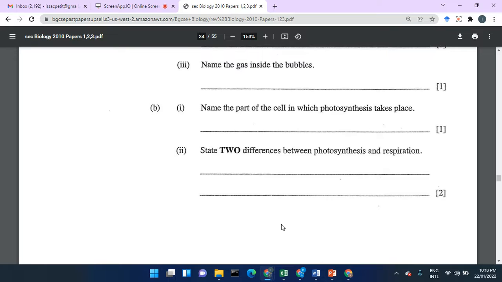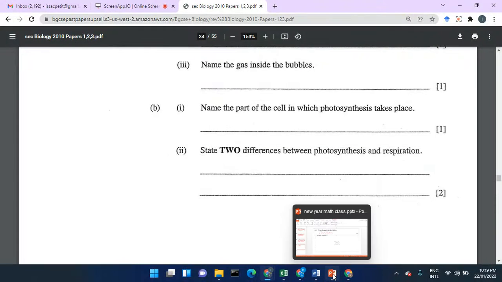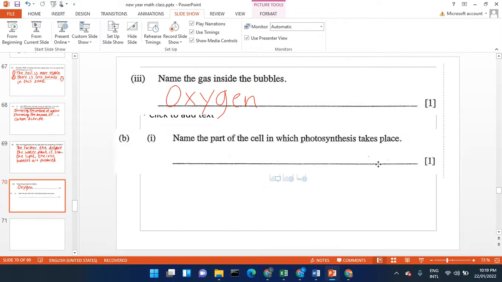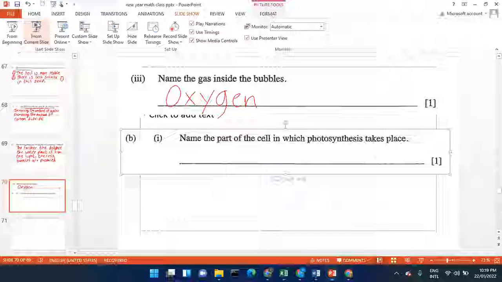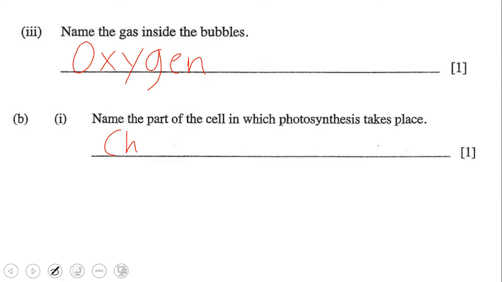Now for this question, they ask us, name the part of the cell in which photosynthesis takes place. There is a part of the cell where photosynthesis takes place, and they want us to name that part. Let's answer this question. That would be the chloroplast. So the part of the cell in which photosynthesis takes place is the chloroplast. Okay, moving right along.